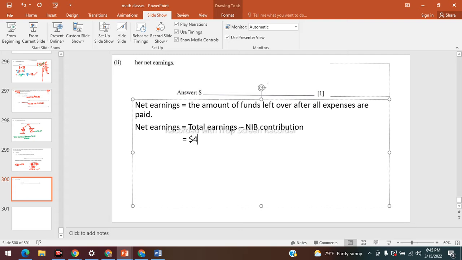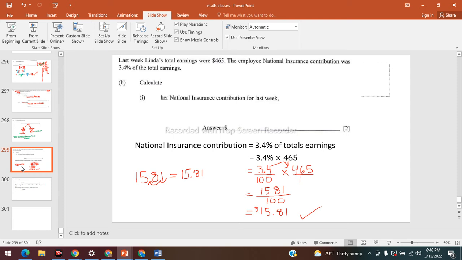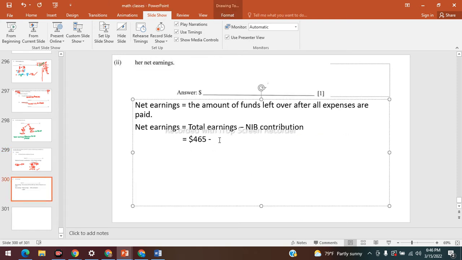Our total earnings was 465. We minus from that my NIB contribution, which is $15.81. So when we subtract it, we get what? You get $449.19. We get 465 minus 15.81. It's going to be 449 and 19 cents, right? Yes.